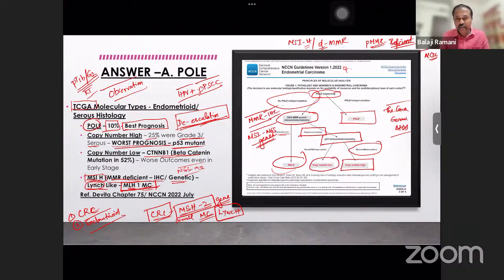So copy number high is basically P53. When there is a mutation, you will have a lot of aneuploidy and all that happening. Whereas in a copy number low, that is the most common type overall. You have the beta catenin mutation.